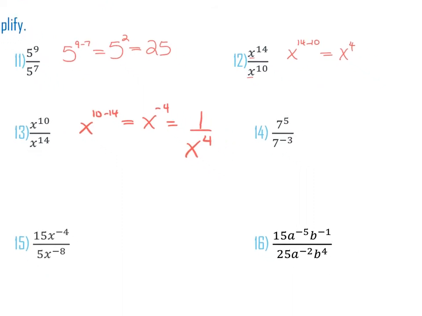The bases are the same. We're doing 5 minus negative 3. Keep flip change, or stay change change, and it becomes 7 to the 8th power.